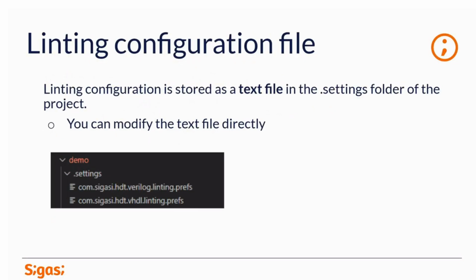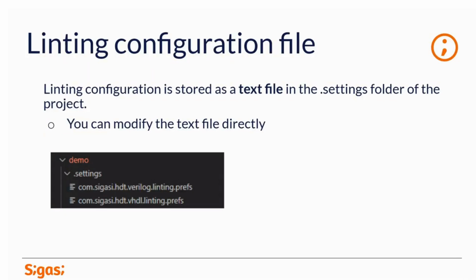The linting configuration is stored as a simple text file inside the .settings folder of the project. That means the configuration is completely self-contained within the project folder. If you share the project with your colleagues, the linting rules go along with it. And if you want, you can edit the text file directly. The editing syntax can be found in our manual.